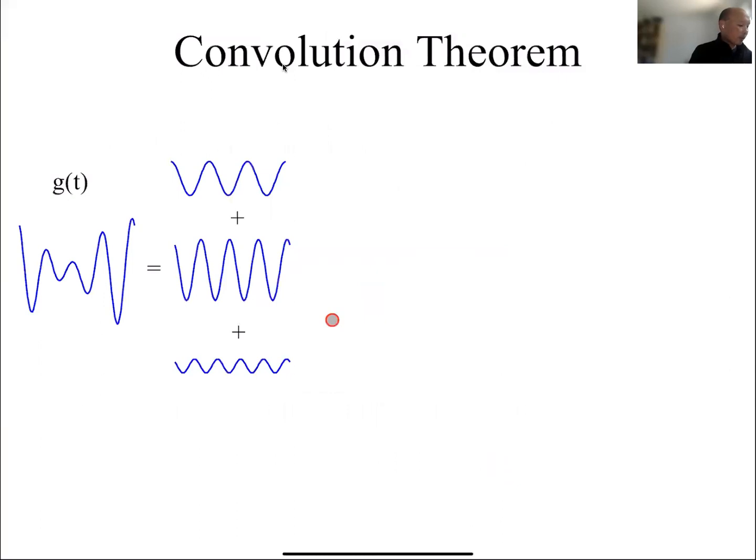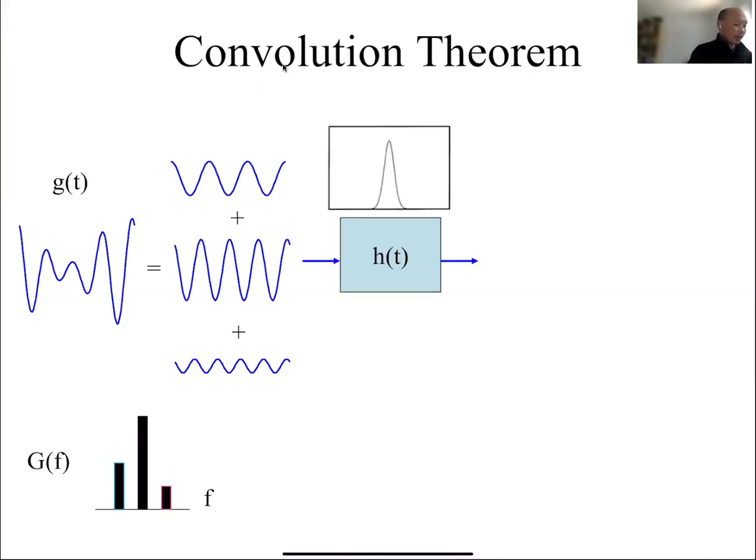So here's an example to try to motivate that. Remember, we can take an arbitrary function and split it into its different Fourier components, right? And this is represented by the amplitude. This component has a bigger amplitude and this has a very small amplitude. So we can think of any function as breaking up into its Fourier components.